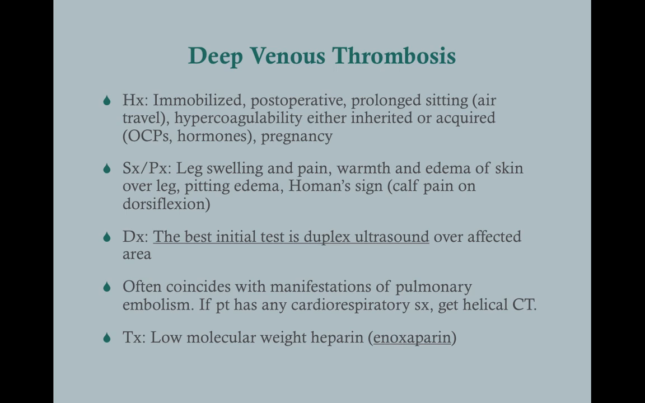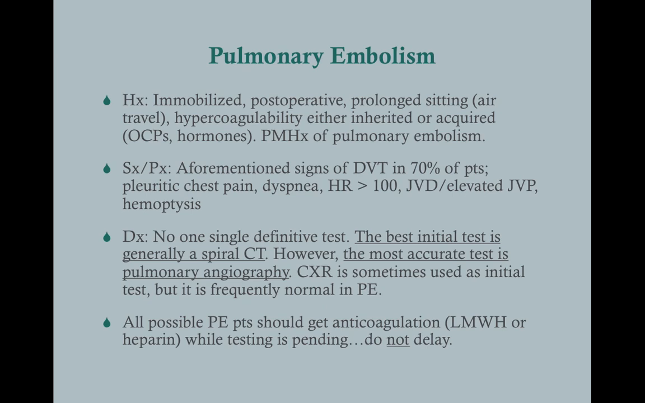The treatment for DVT, once it's been diagnosed, is low molecular weight heparin, which is, for example, Lovenox, enoxaparin. Of course, you can also give unfractionated heparin. That would be appropriate as well, but we tend to use the low molecular weight heparins. For pulmonary embolism, the history is going to be pretty much the same as with DVT, because DVT causes pulmonary embolism. Another thing that points towards pulmonary embolism is, of course, if the patient has a past medical history of pulmonary embolism, that also has been shown to correlate with an increased risk of PE.